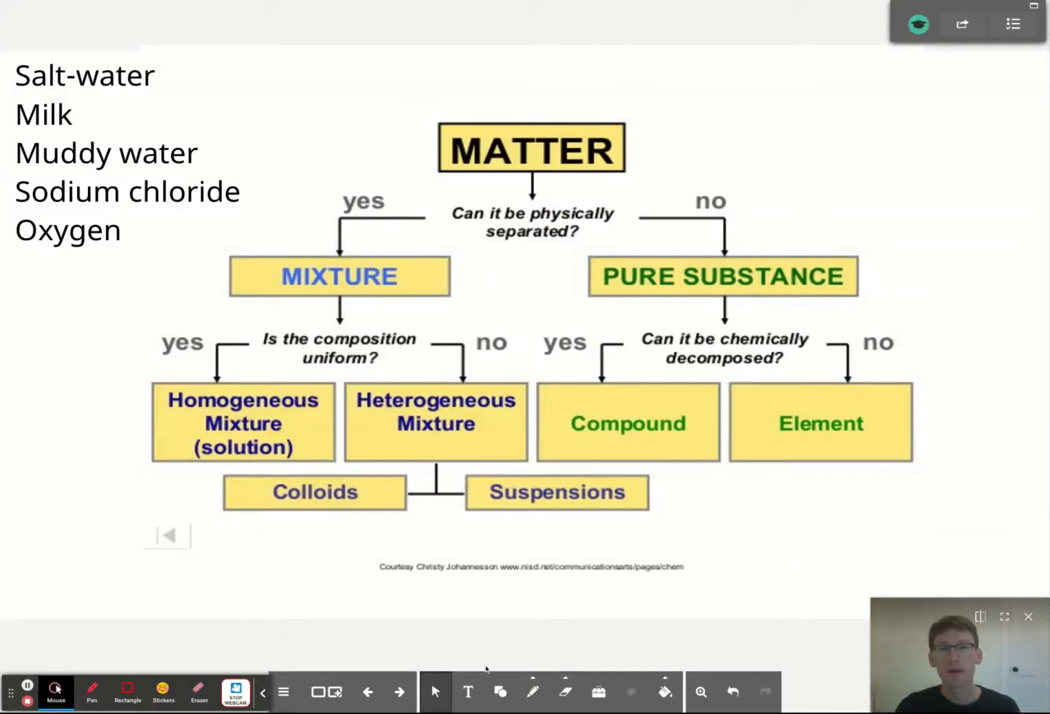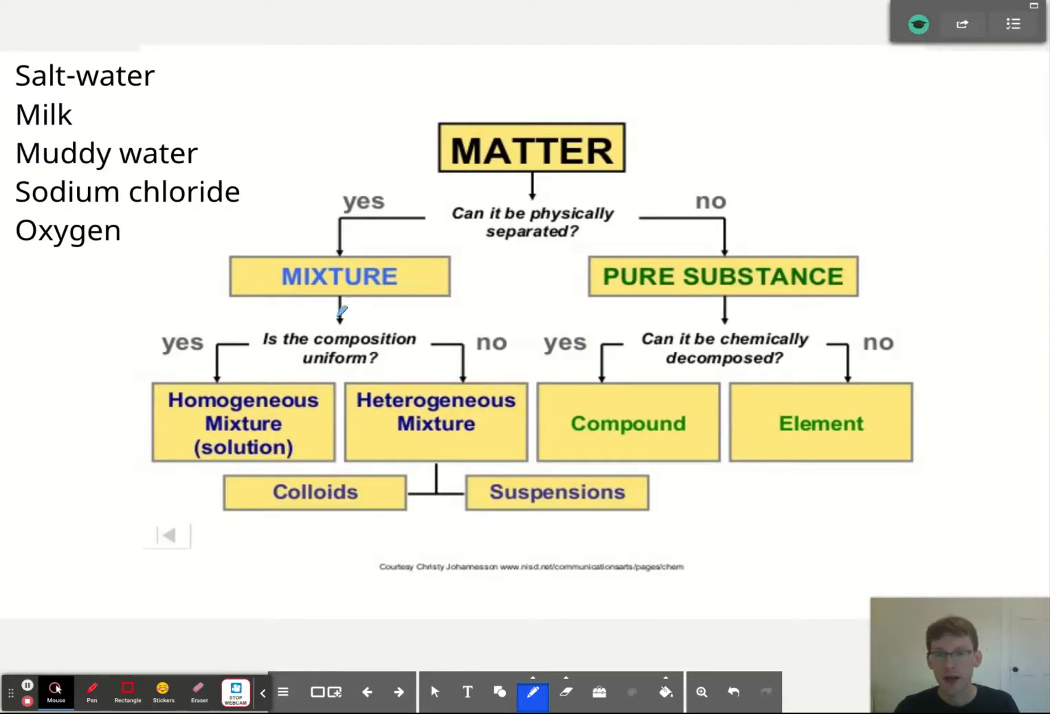In this video, we are going to learn how to classify matter. So we're going to start with salt water. This is going to be salt dissolved in water. So first of all, can it be physically separated? Yes, it is possible to physically separate salt water. What you could do is you could distill it, meaning that you could evaporate off all the water, and the water would be in one place, and then the salt would be left behind. So it is possible to physically separate salt water. That makes it a mixture as opposed to a pure substance.